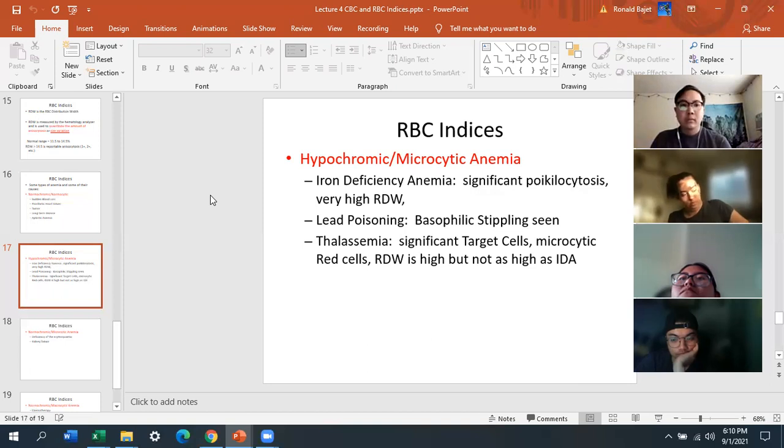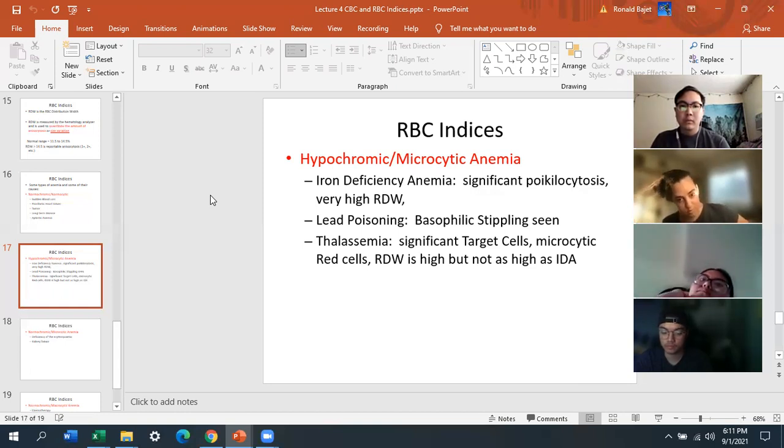Thalassemia, T for target cells. Just remember that. The significant RBC morphology is target cells. So T for target cells is thalassemia. Thalassemia is another hypochromic microcytic anemia. The two main hypochromic microcytic anemias are thalassemia and iron deficiency anemia. Those are the two anemias you should have in your mind when I say hypochromic microcytic. If I say, give me a hypochromic microcytic anemia, you're going to say iron deficiency anemia. Okay, give me another one. Then you'll tell me thalassemia.